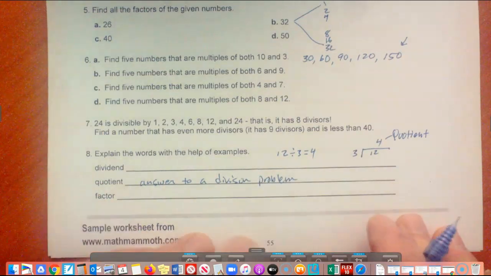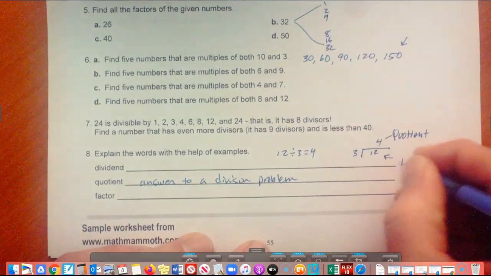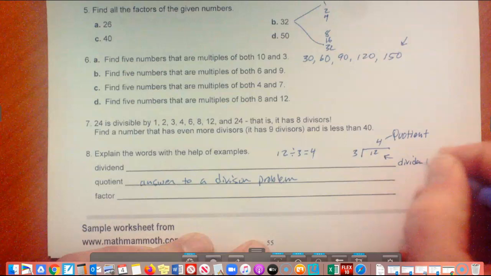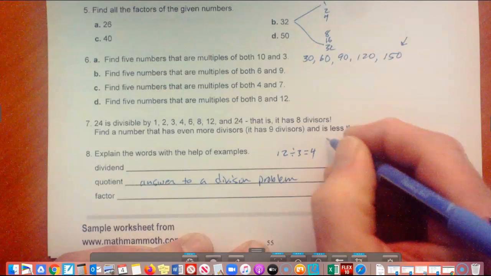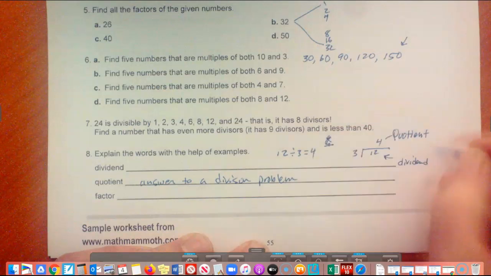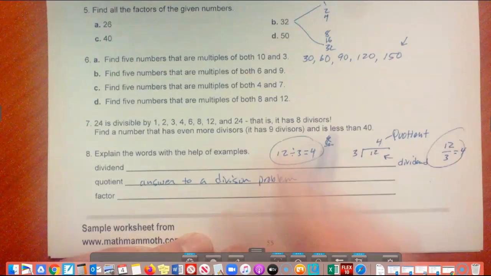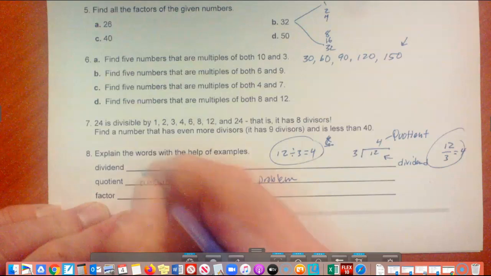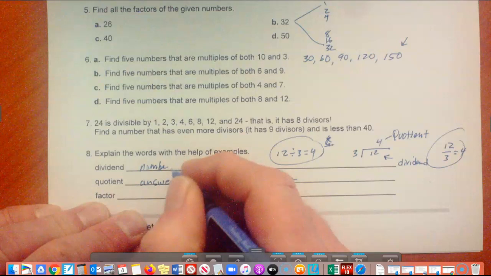The dividend is the number inside here. In 12 divided by 3, that first number there is the dividend. And of course, we can think about this another way too. Put it over here, the number on the top of the fraction. Again, these two are exactly the same. So the dividend we'll call the number that is being divided.